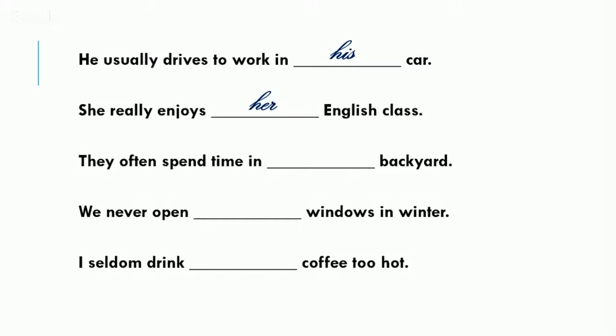Let's do number 3. They often spend time in blank. Thank you, Melissa. Her. In her English class. Thank you, Dagoberto. There it is. Lucero, Dagoberto. That's it. Just like that. Thank you. Let's do number 3. They often spend time in. Where do they spend time? Whose backyard is that? Whose backyard are they spending time in?